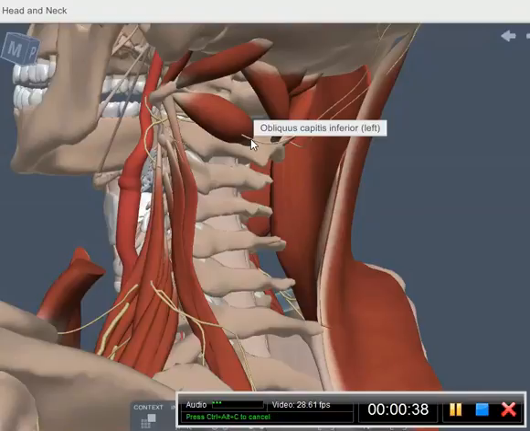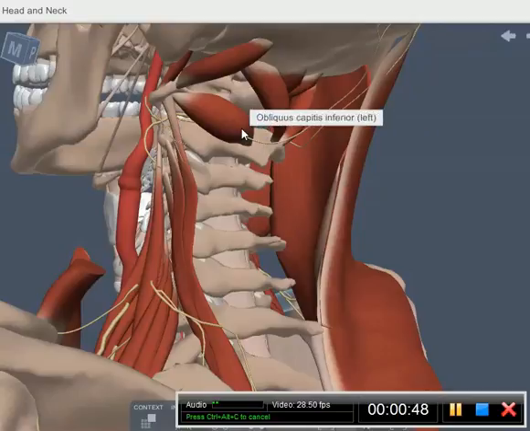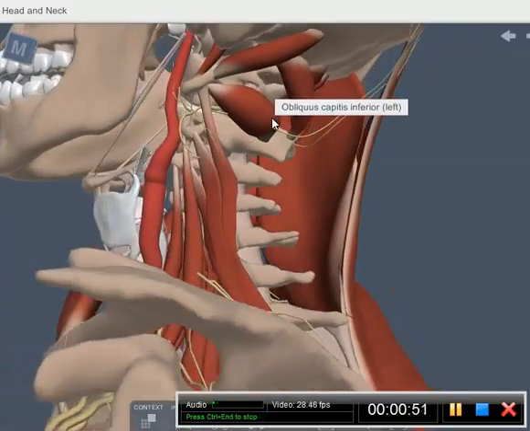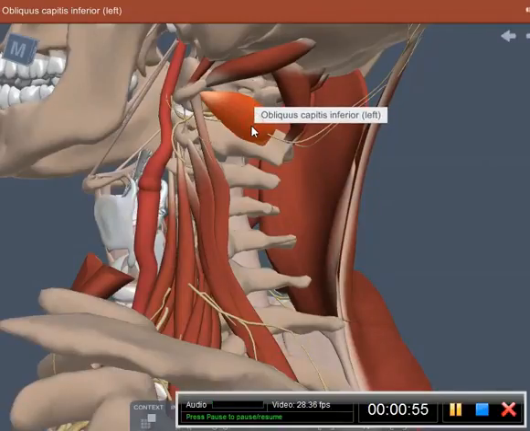Now you'll see here that we have the medial branch of the spinal rami at C2, and this is the greater occipital nerve, and it will actually go through obliquus capitis.